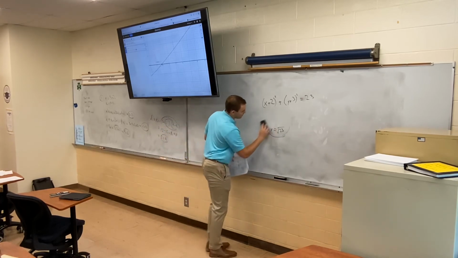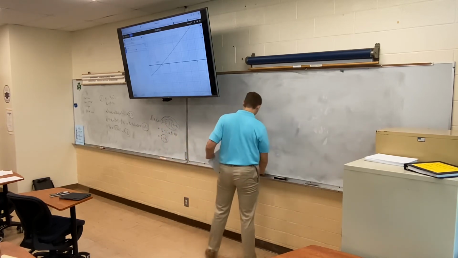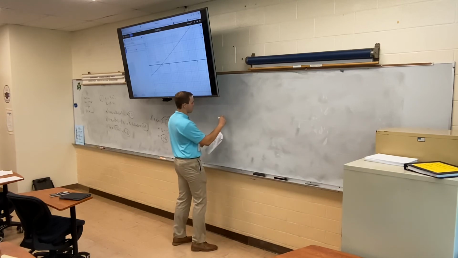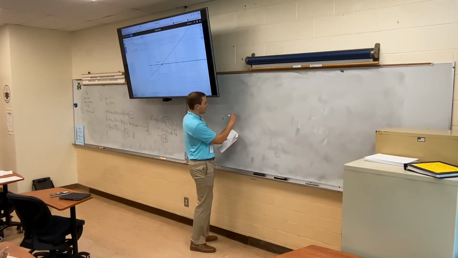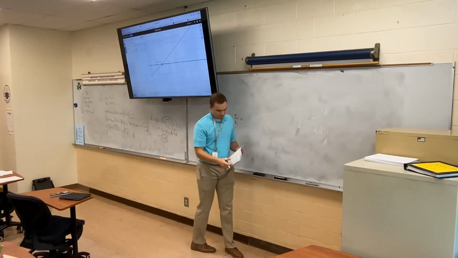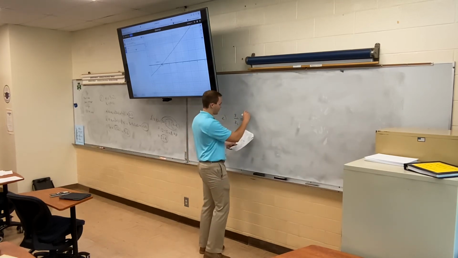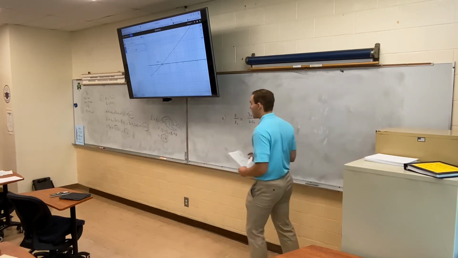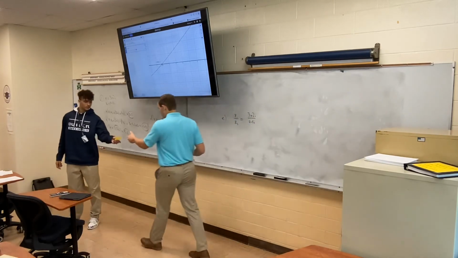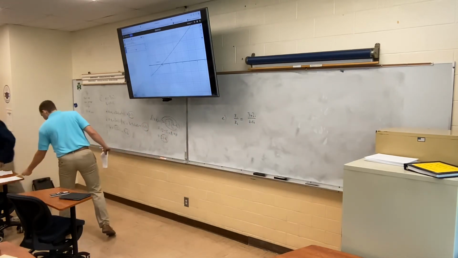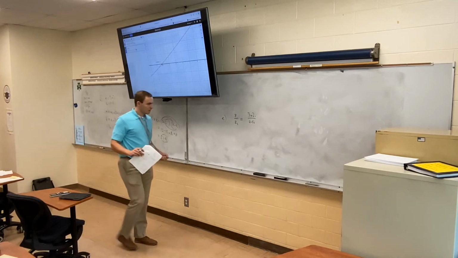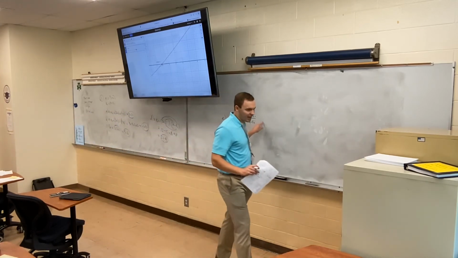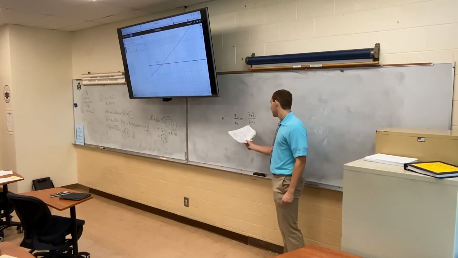And I'll do part E over here. Alright, so for part E, I had z1 over z2. So I'm going to plug in 3 plus 2i over 4 minus 5i. Okay, anyone have any ideas, how do I simplify that? Why is it not simplified yet?